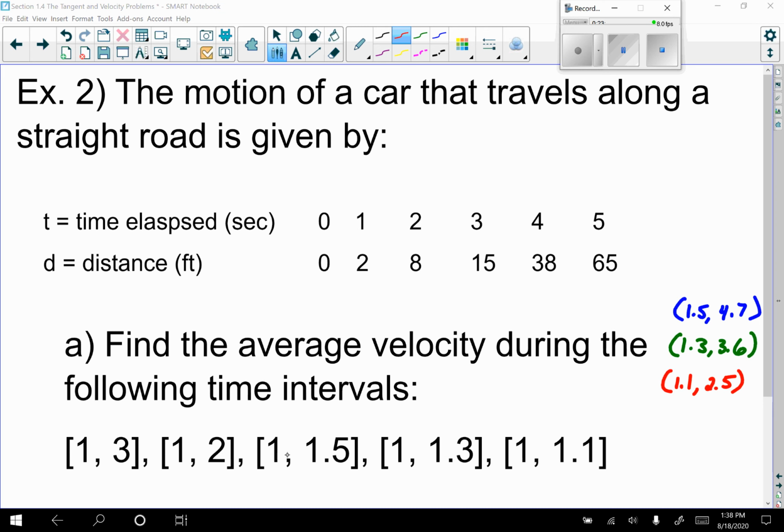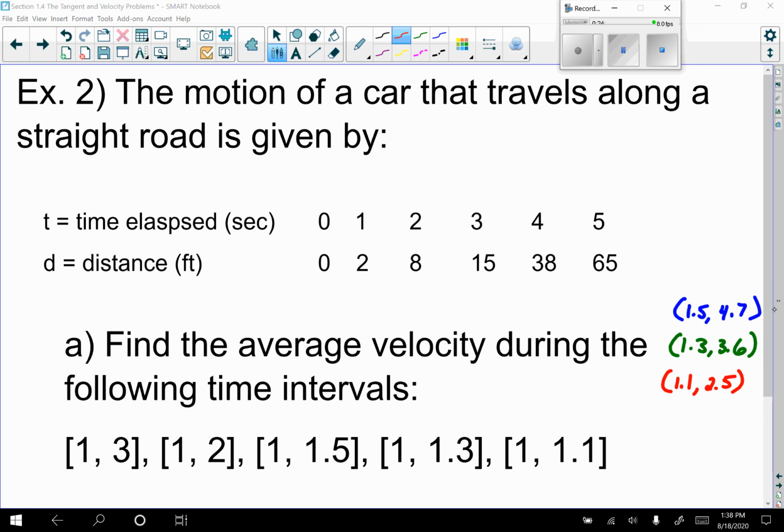And then we get a little bit closer, 1 to 1.5. These are not ordered pairs. These are just intervals for the values of t, kind of like a domain. Now that's not given in the table, so I did give you these off to the side. Problems like this on WebAssign will also give you that. They may not show up in the table, but they have to be given somewhere else. So this would be the ordered pair for t equals 1.5, the distance would be 4.7 feet. At t equals 1.3 seconds, the distance is 3.6 feet, and then 1.1 is 2.5.